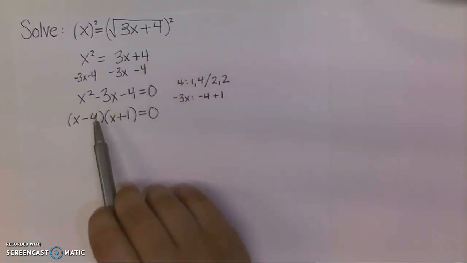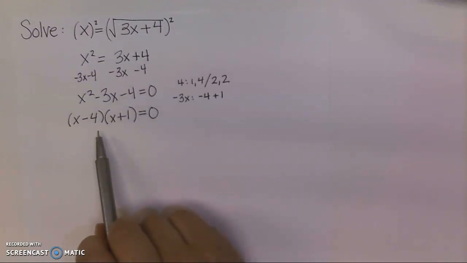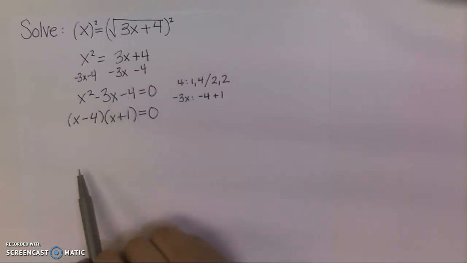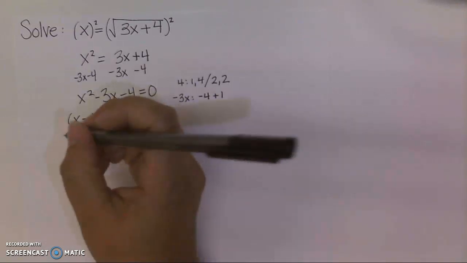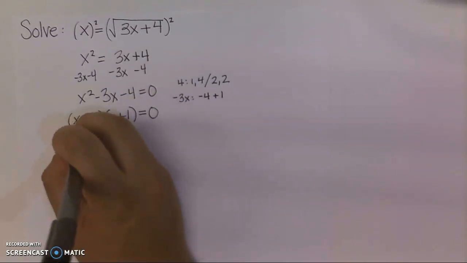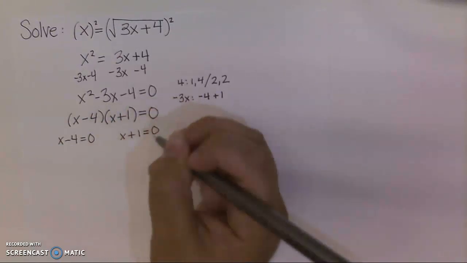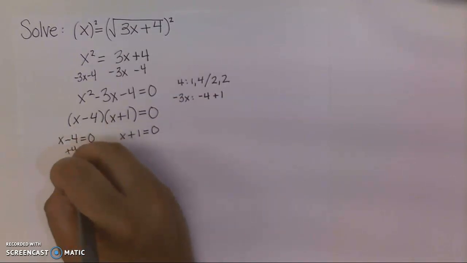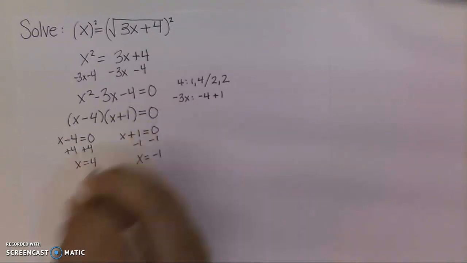And I always like to do a quick double check here to make sure that it works. Negative 4x plus 1x is negative 3x, and then negative 4 times positive 1 is negative 4. So we are set. All right, so now I can solve this by taking each one and setting it equal to 0 and solving each one. So here I'm going to add 4. So x equals 4. Here I'm going to subtract 1. So x equals negative 1.